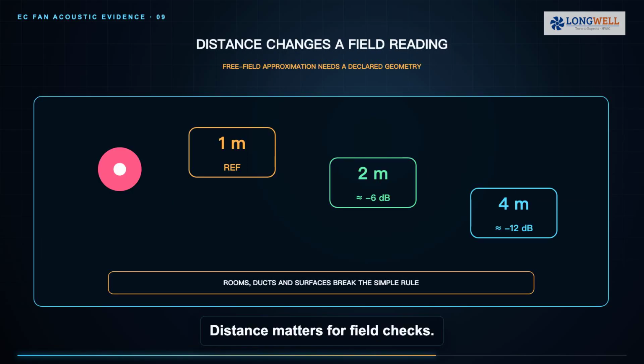Distance matters for field checks. In a simple free field, doubling distance from a compact source can reduce sound pressure by roughly 6 decibels, but rooms, ducts, and nearby surfaces break that approximation. Always report microphone location and environment.